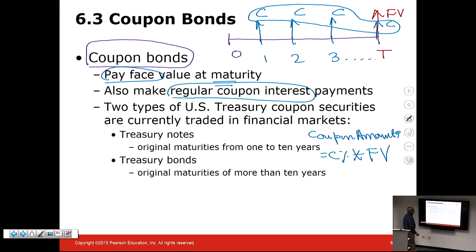The treasuries that have positive coupon payments are treasury notes and treasury bonds. Treasury notes have maturities between 1 to 10 years, and treasury bonds have maturities greater than 10 years, typically 10 to 30 years.